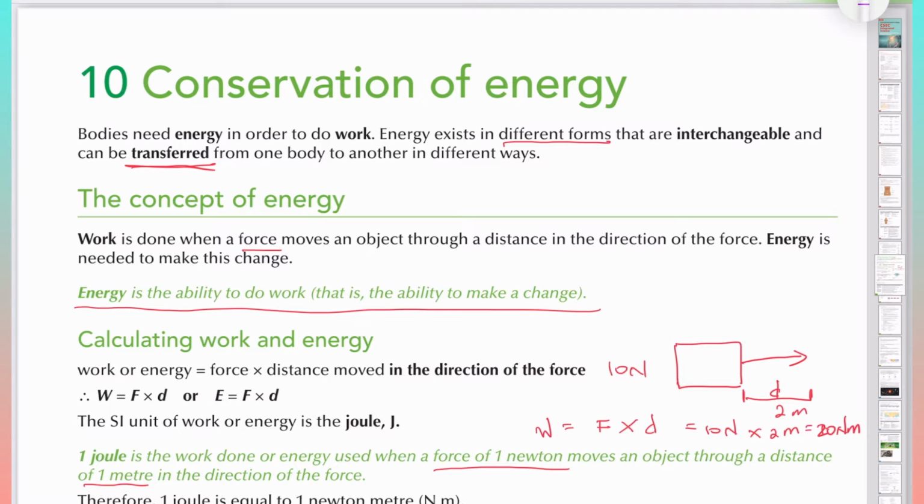Last class we began looking at energy. So we looked at the concept of energy and we looked at the definition of energy. So energy is the ability to do work. And the formula for calculating energy or work done is energy is equal to force by distance. The SI unit of work and energy is the joule. 1 joule is equivalent to 1 Newton meter.